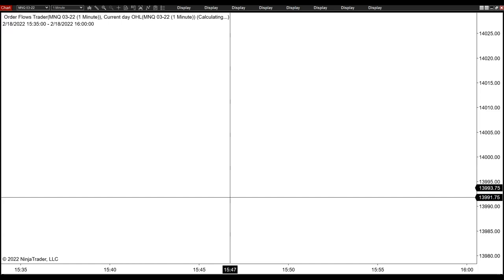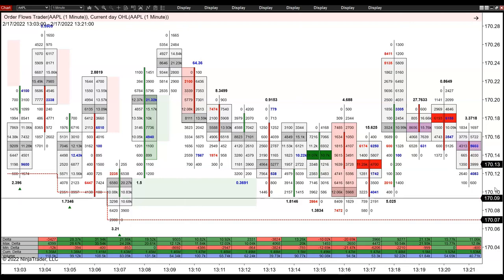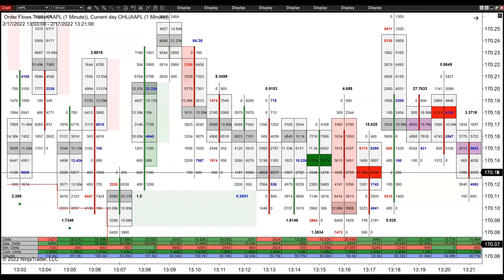You should have a set of charts. Like for me, I use tabs, right? I have all these tabs open on my screen, on my trading platform, so I can see them as they're coming in. Now, for example, Apple, right? Like this is a stock, so it trades in one cent, right? 170.13, 170.14, 15.